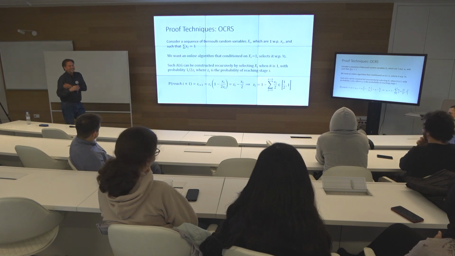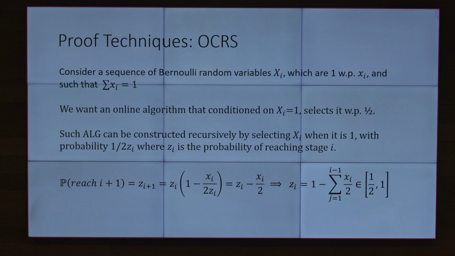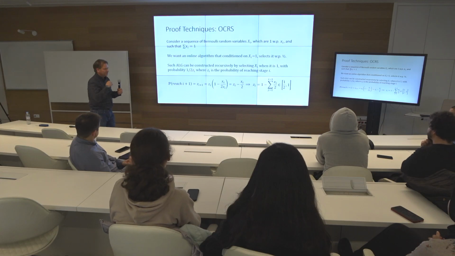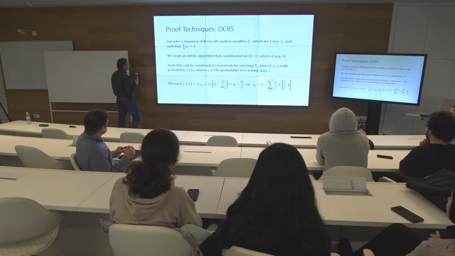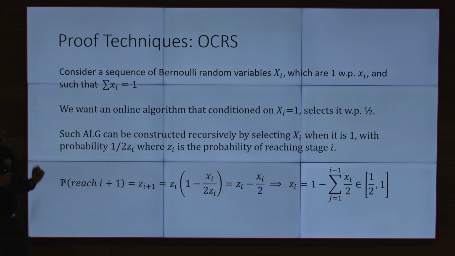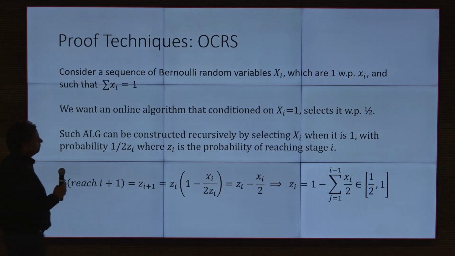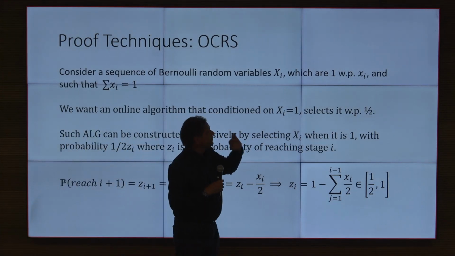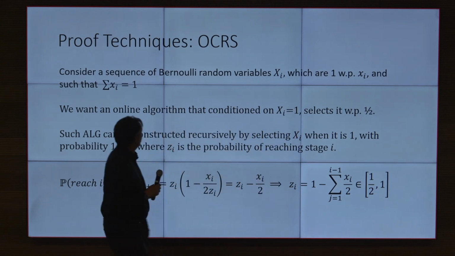So this is another proof technique. Consider the following problem. It's completely unrelated, so if you didn't understand the last few slides, you can restart here. Now suppose I give you a sequence of Bernoulli random variables. These are either 1 or 0, of course, and they are 1 with probability xi, and we'll assume that the sum is 1.